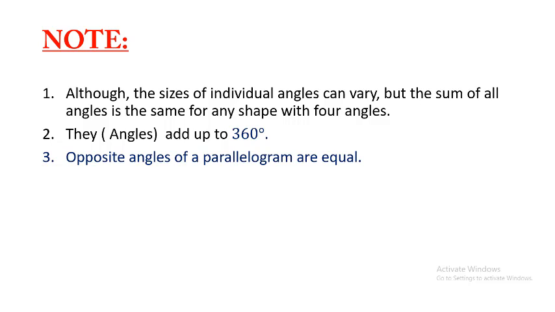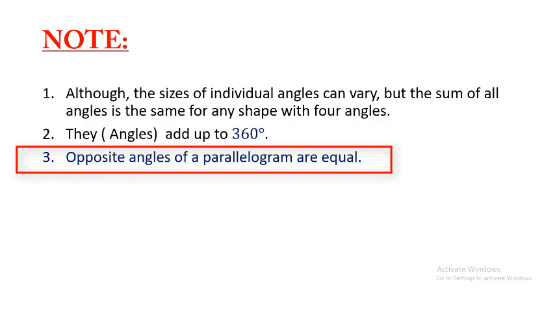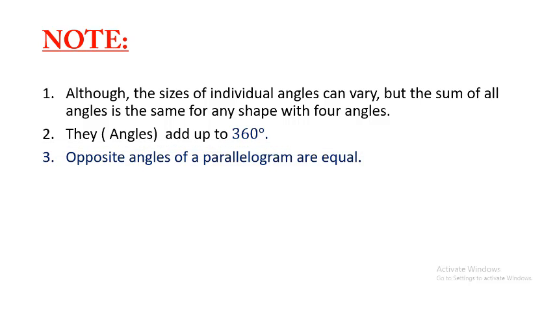If we add all four angles, the answer will be 360 degrees. And opposite angles of a parallelogram are equal. So in a parallelogram, we are going to find four angles, and opposite angles of a parallelogram are equal. So when one angle is given, it means that the other angle, which is not given, will be the same size. The size will be the same as that angle which is given.